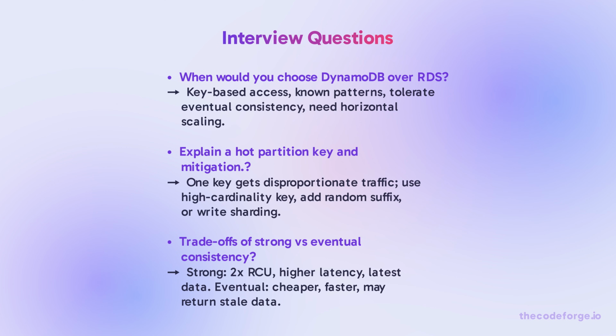Let's run through some common interview questions. When would you choose DynamoDB over relational database service? Key-based access, known patterns, tolerate eventual consistency, need horizontal scaling. Explain a hot partition key and mitigation. One key gets disproportionate traffic. Use high cardinality key, add random suffix, or write sharding. Trade-offs of strong versus eventual consistency. Strong: 2x RCU, higher latency, latest data. Eventual: cheaper, faster, may return stale data.